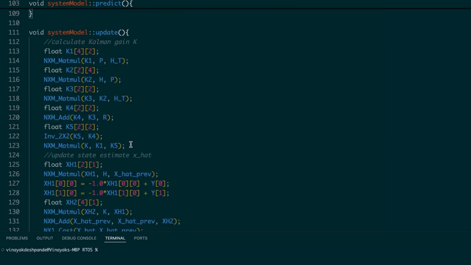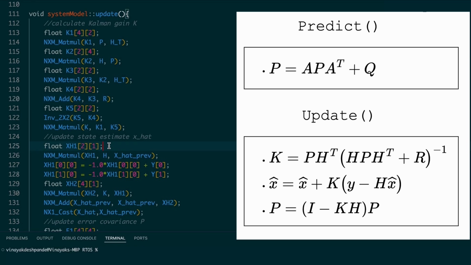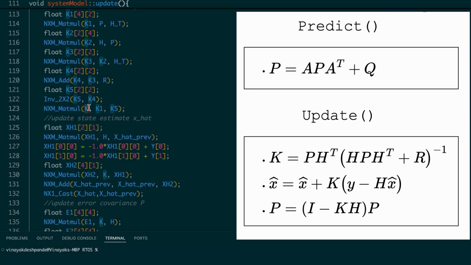Here's my update step. The first thing I do is get my Kalman gain. Since the Kalman gain method is very long, I break it up into many parts. First I do p times h transpose and then h times p times h transpose like this. I call it sequentially here. I then add it to R. Then I just do an inverse 2 by 2 here. I invert all this I got. I then get my matrix multiplication there, k, k1, k5. So that's my Kalman gain here.